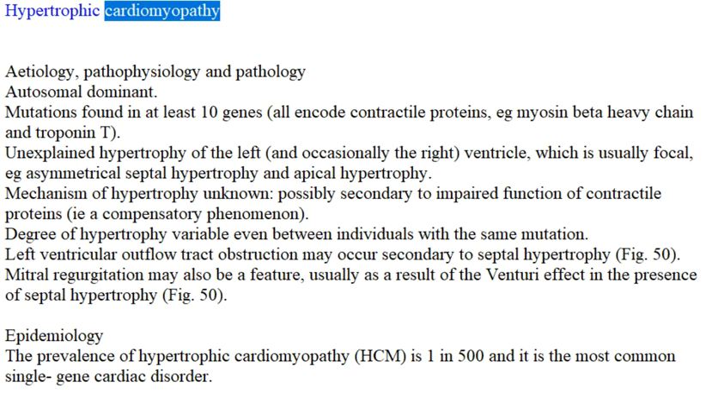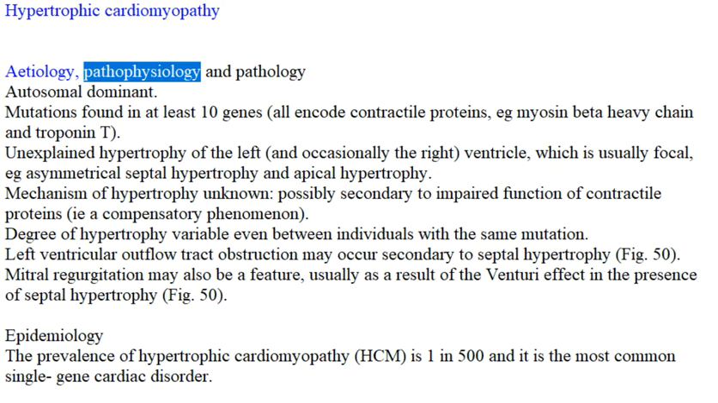Hypertrophic cardiomyopathy. Etiology, pathophysiology, and pathology. Autosomal dominant. Mutations found in at least 10 genes, all encode contractile proteins, e.g. myosin beta heavy chain and troponin T.